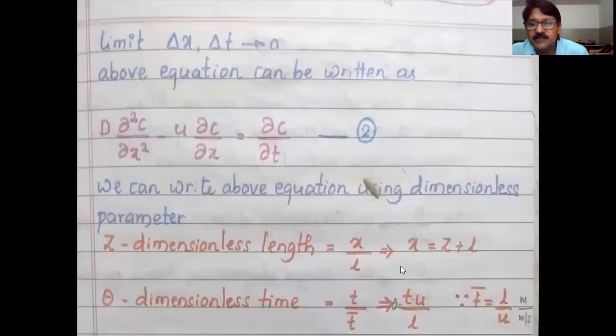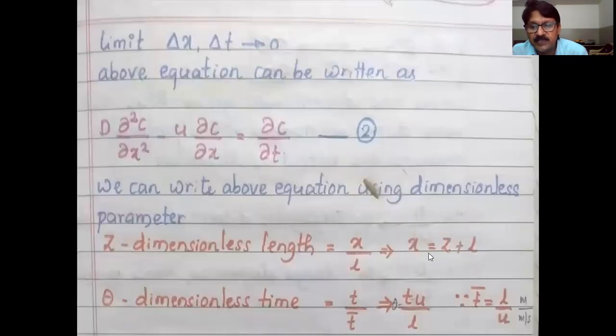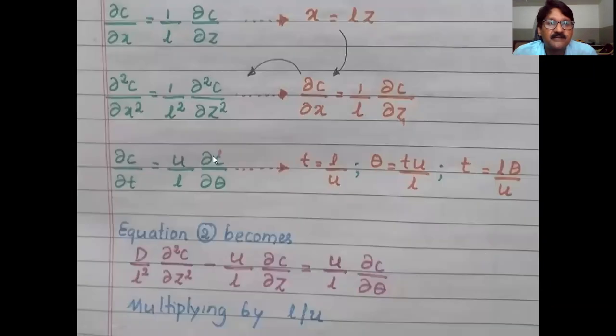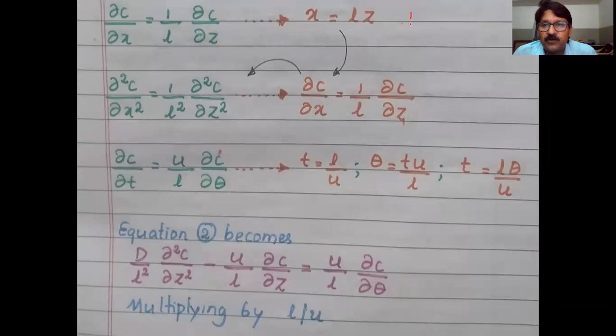So therefore you can see here x is equal to z into L, right? X is equal to z into L. X is equal to L into Z. Okay, L into Z. So therefore you take a reciprocal of it, 1 by x.